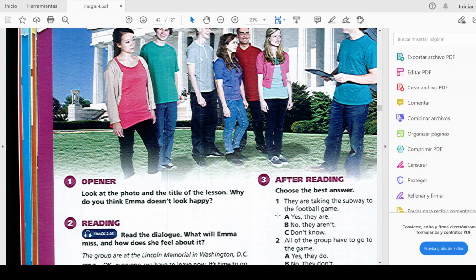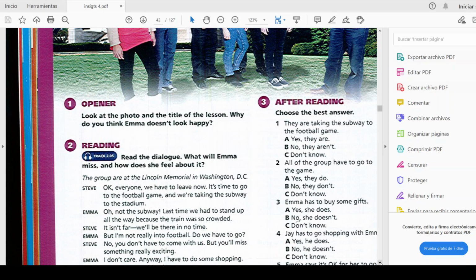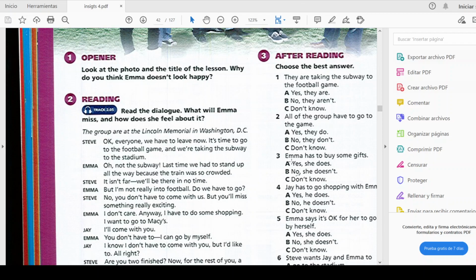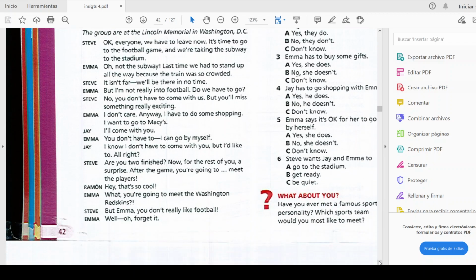After this reading, you are going to do exercise 3, that is the after reading. You are going to choose the best answer. You have different sentences related to the conversation and you are going to choose the best answer. If it is A, you just circle A, B, or C. Remember, this exercise is going to be related to the previous reading, the previous conversation.